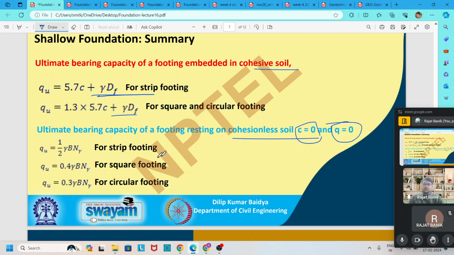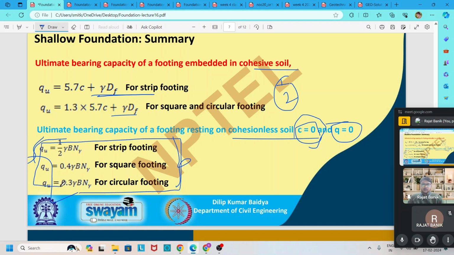Then ultimate bearing capacity resting on cohesionless soil, where C is equal to 0 and q is equal to 0, that means such as 0, then the formula becomes half gamma B N gamma for strip footing, 0.4 gamma B N gamma for square footing, and 0.3 gamma B N gamma for circular footing. So you should remember all of this, or you remember the condition and the general formula and apply the condition, and we get this formula. So this formula is very important for solving the MCQs.